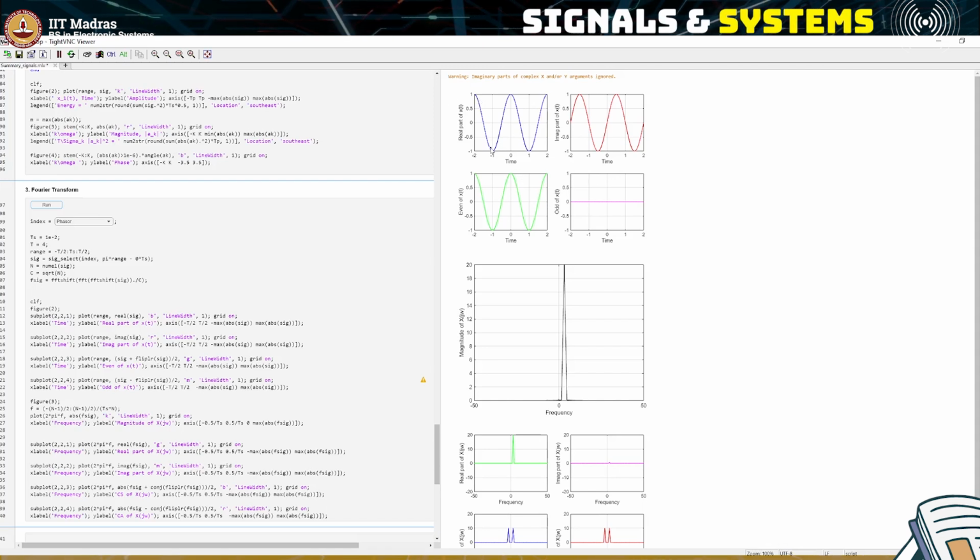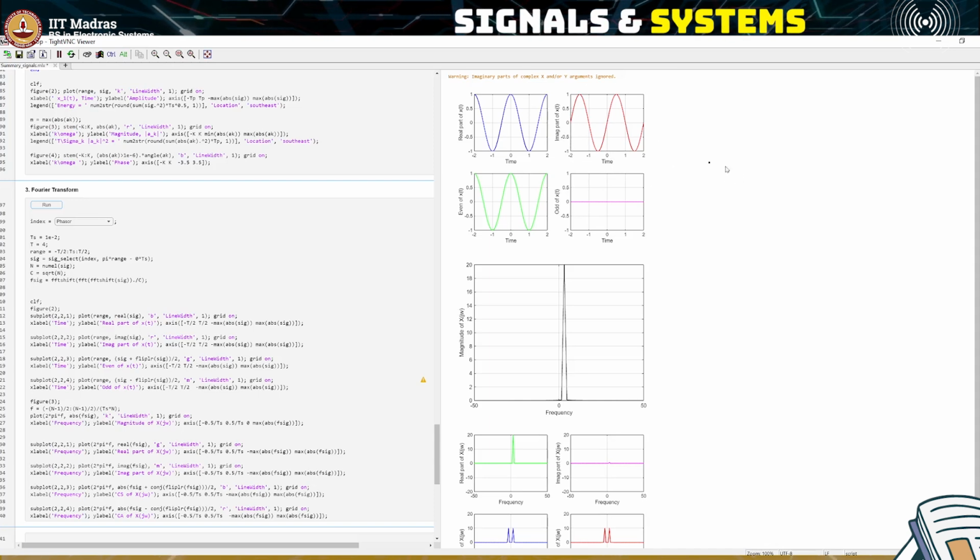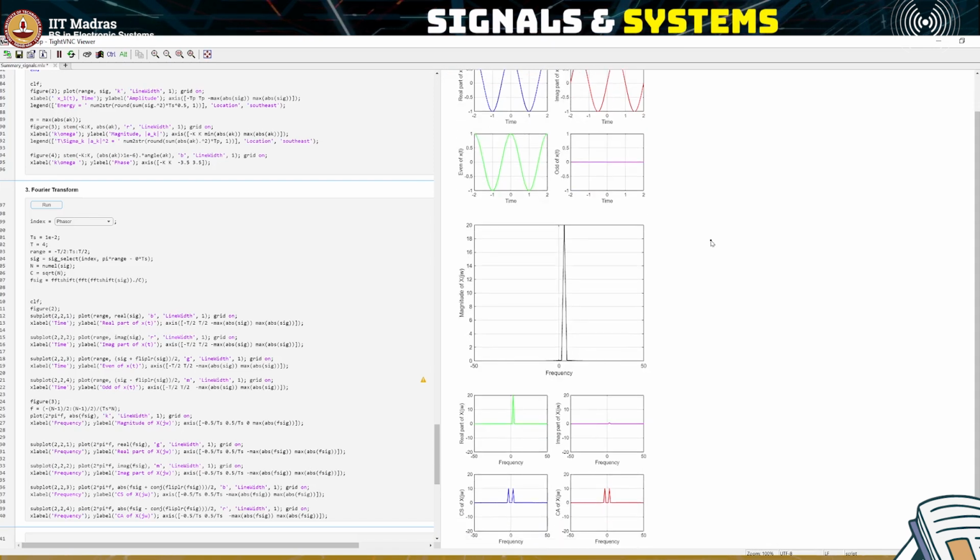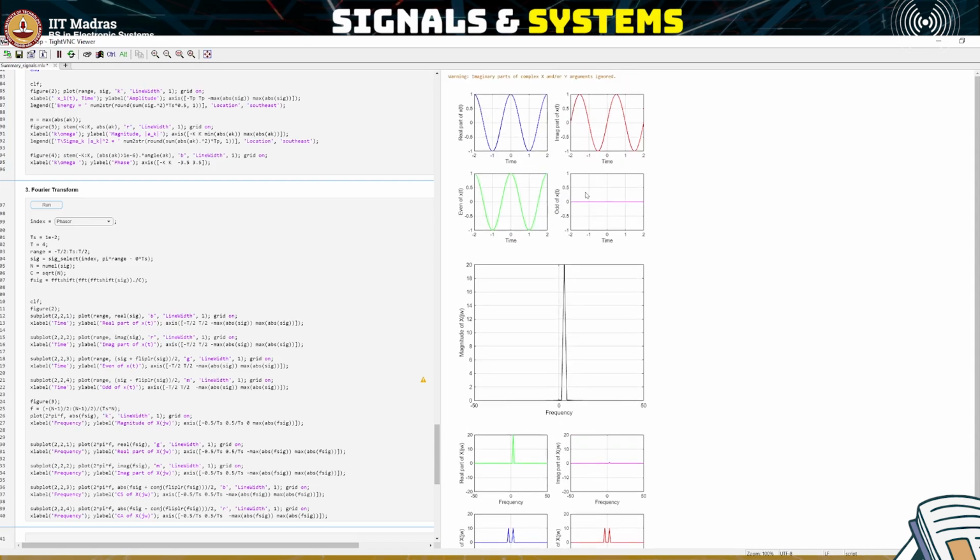So it clearly has a real part which is cos pi t, you can see that, and there is an imaginary part which is sin pi t. That is also clearly visible here. So now we have a complex signal, which means the Fourier transform should have both the conjugate symmetric part and the asymmetric part. In fact, the conjugate symmetric part should correspond to the real part, and the conjugate asymmetric part should correspond to the imaginary part.